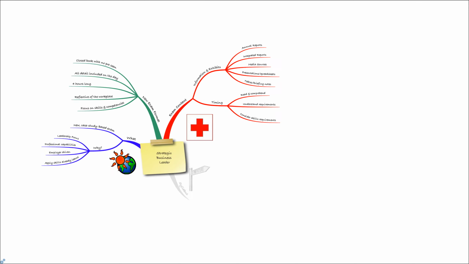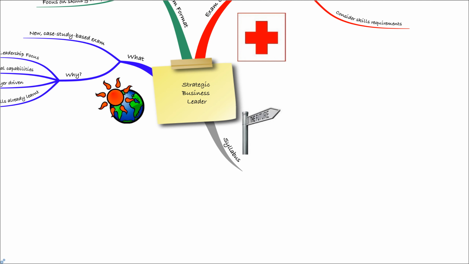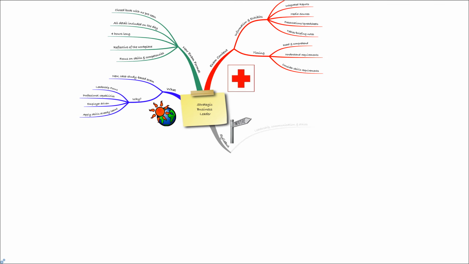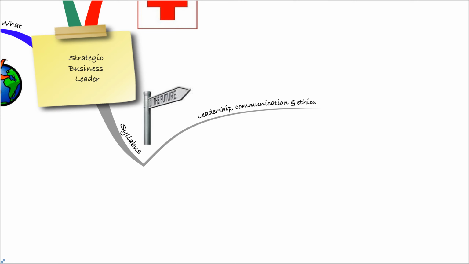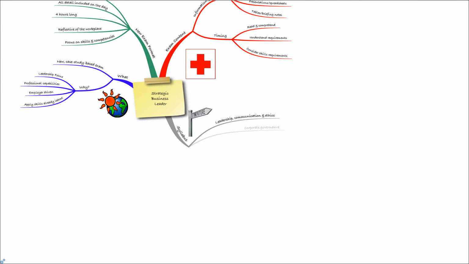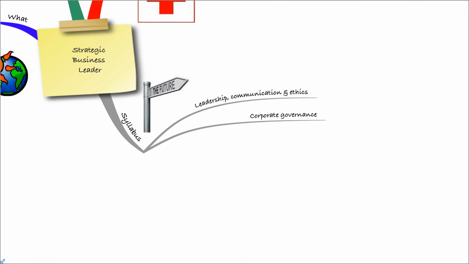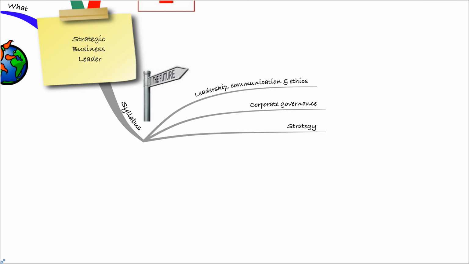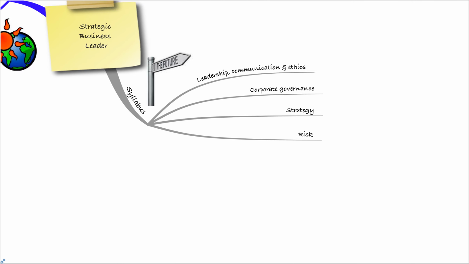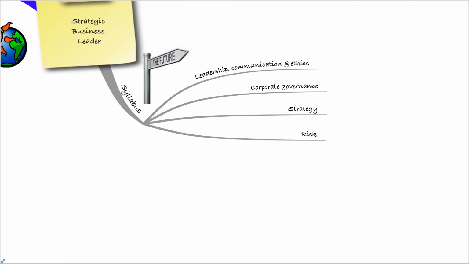In terms of the syllabus then, the syllabus essentially is going to cover the same areas as the old P1 and P3 exams did. So it's going to be leadership, communication, ethics. There's going to be quite a bit of corporate governance in there. There's going to be strategy. So in terms of understanding strategy, suggesting strategy, looking at the strategic resources within the entity, risk and risk management, how we deal with risk and what risks there are to an individual entity.